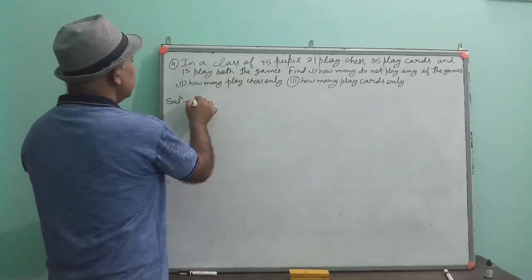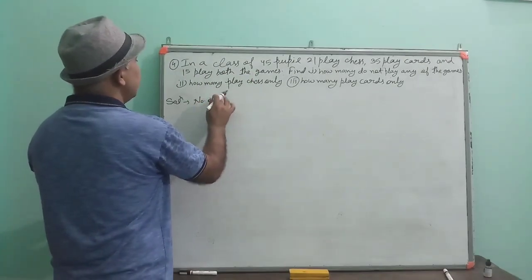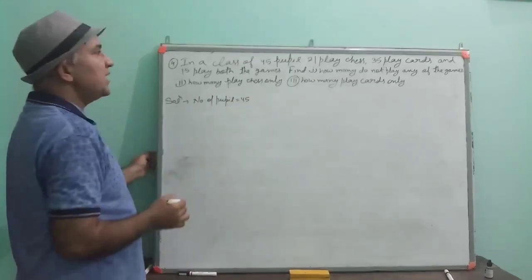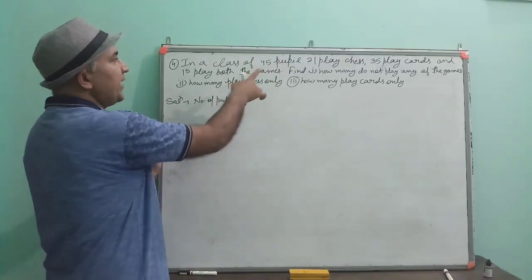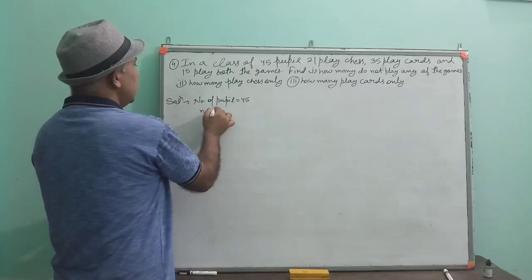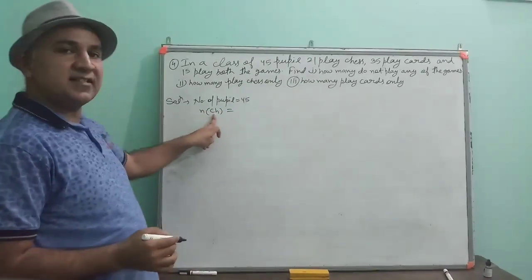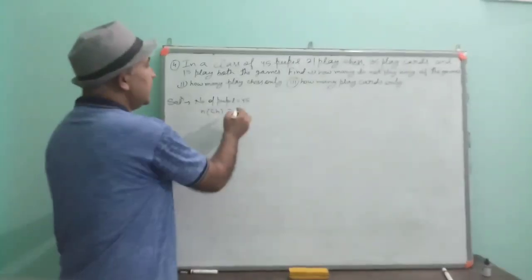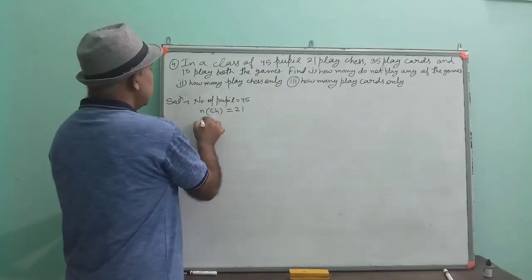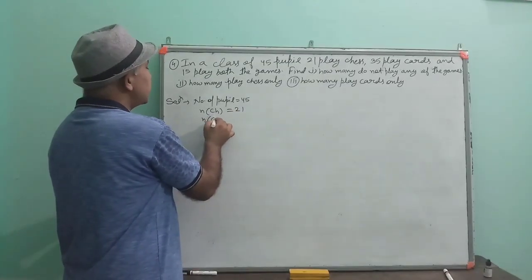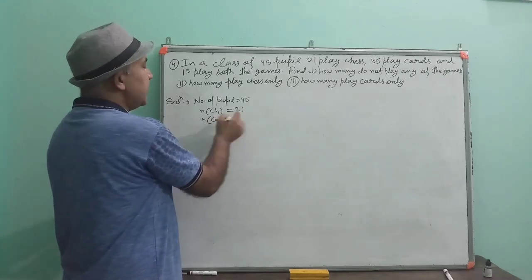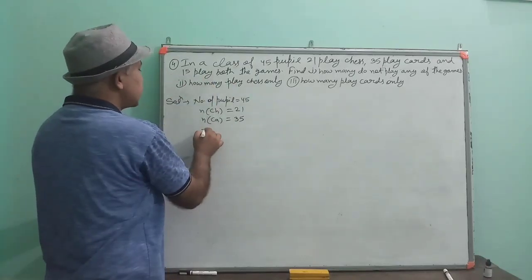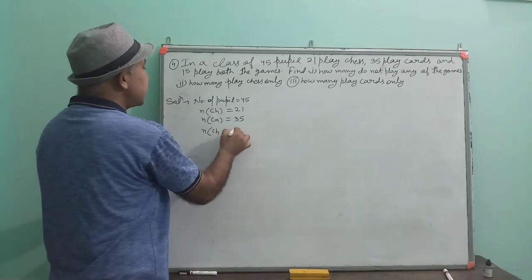Question is saying that the number of pupils is 45. Out of 45, 21 play chess. Suppose chess I am representing by CH. CH is representing chess. So the number of pupils playing chess is 21. Number of pupils playing cards, suppose cards I am representing by CA. So this is given 35. And 15 play both the games. Both the games means intersection of chess and card.